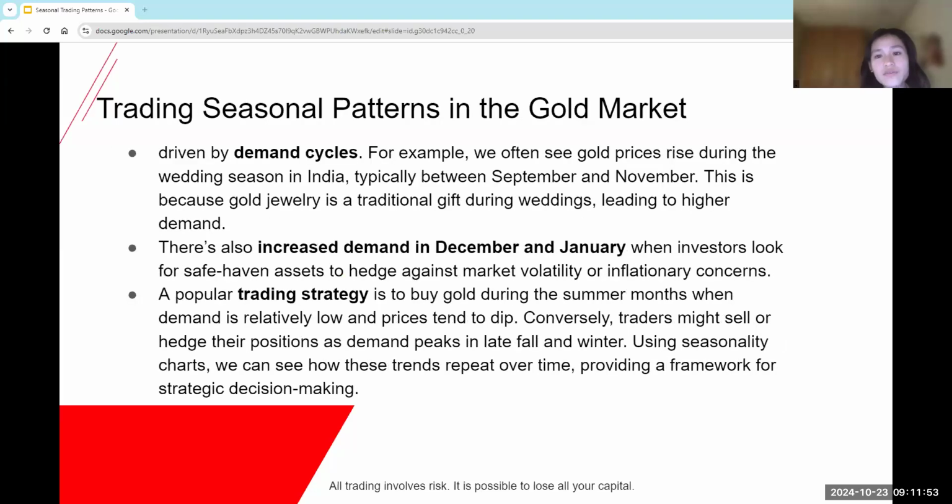Okay, let's start off with gold. We're going to look at diving deeper into trading seasonal patterns. So particularly in the case of the gold market, it's driven largely by demand cycles. So, for example, we will often see gold prices rise during the wedding season in India, as I mentioned earlier, because of jewelry. And this is typically between September and November.